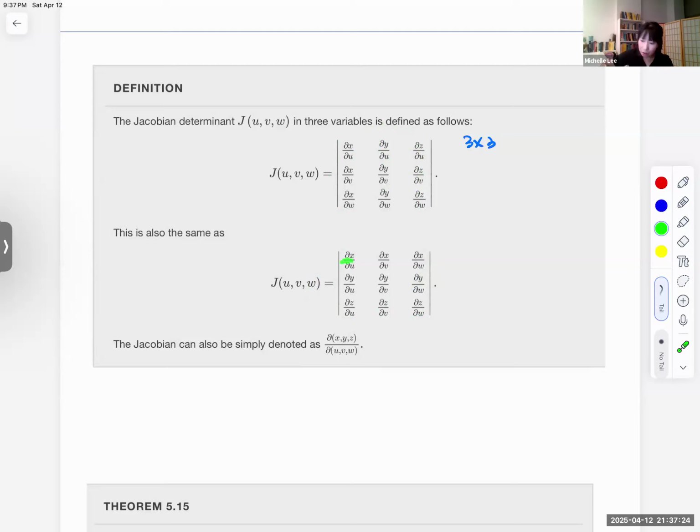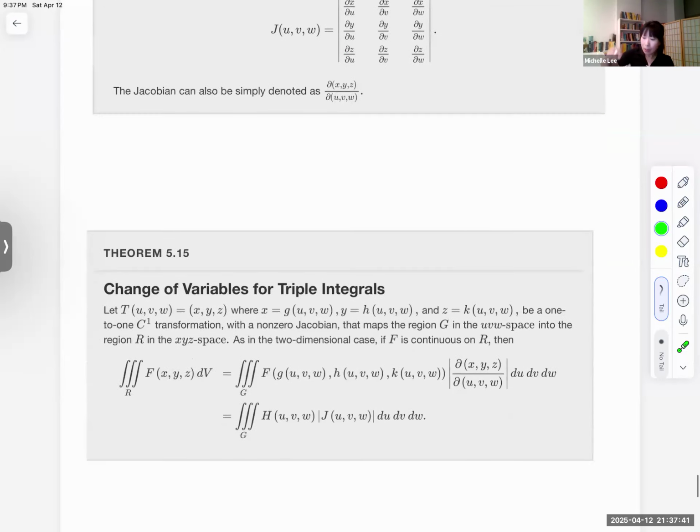Can you see that we're looking at the x equation, now y equation, so x with the derivative with respect to u, v, w, right? Can you see that? Slightly different, but it's the same. Okay? All right, now we have a triple integration. So we change the variable. Don't forget, we have a Jacobian here, right? Okay, so let's do it.